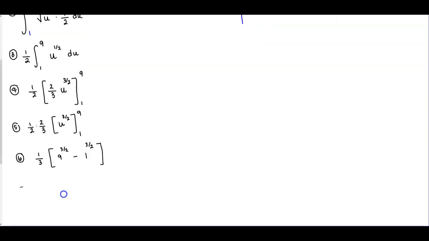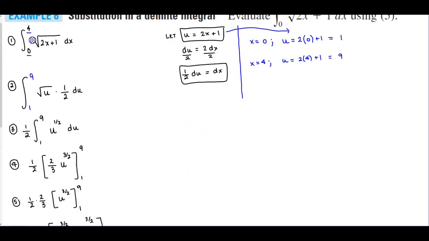And so we end up with 1/3 times 27 minus 1, which gives us 26/3. Okay, so again, whenever you're using the definite integral, and once you do your u substitution, we need to convert these upper and lower limits using the u substitution. Very important. It's a common mistake here.